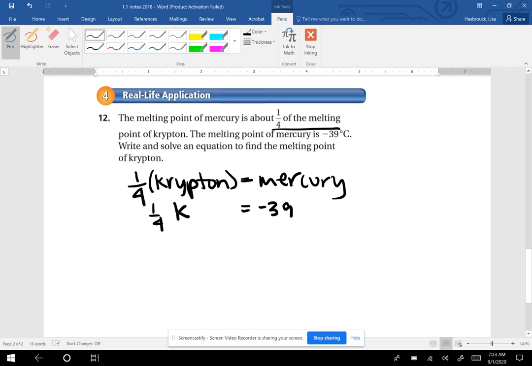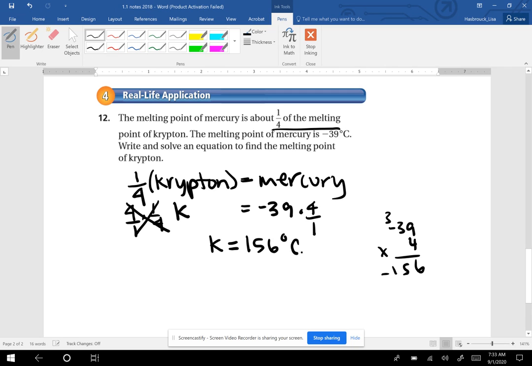Now, to get K alone, I need to get rid of that 1/4. Well, to get rid of a fraction, we will multiply by the reciprocal. The reciprocal of 1/4 is 4/1. So to find a reciprocal, you just flip the value. I multiply by 4/1 on the other side as well. These cancel out. K is alone. We need to do -39 times 4 over here. So we get -156 degrees Celsius.